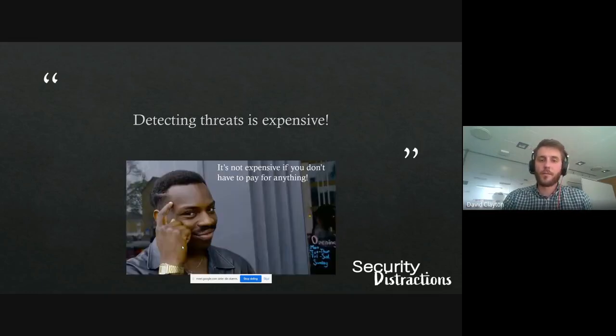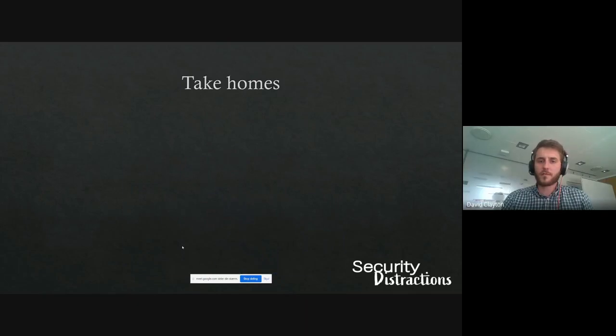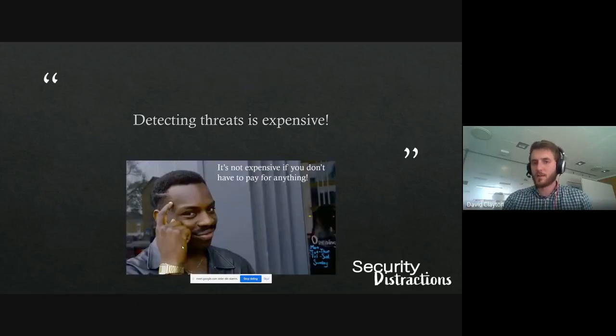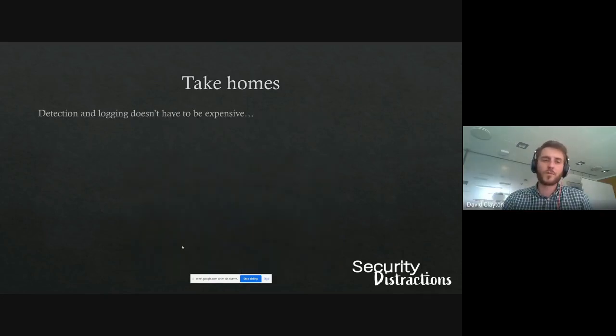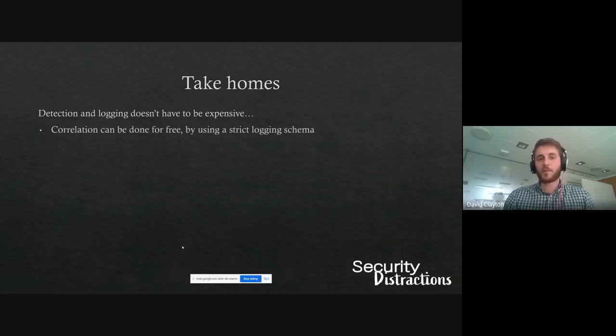Detecting threats is expensive. No, it's not, because again, it's not expensive if you don't have to pay for anything. Some of the take-homes: detection and logging doesn't have to be expensive because this was all done with open source tools. All of the stuff that I talked about, even doing correlation and alerting now, is all handled within one open source platform, which is Elastic. Correlation can be done for free by using a strict logging schema. So if you just settle on something like ECS, as I said earlier, that's it. You don't need to do anything else.